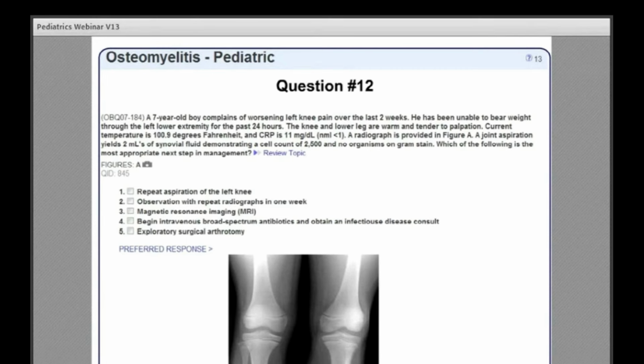So the radiograph they provide for you there shows an AP view of bilateral knees with normal physes. Clearly this is a skeletally immature individual. And the patella also look normal, and the x-rays seem normal on both limbs.